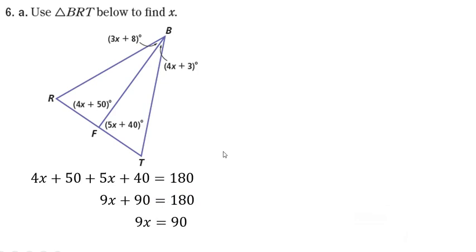Subtract 90 on both sides, doing our basic algebra, and we'll find that the value of x is 10. So the value of x is 10 based on the fact that these are a linear pair that add up to 180, and then just doing basic algebra gives us x is 10.